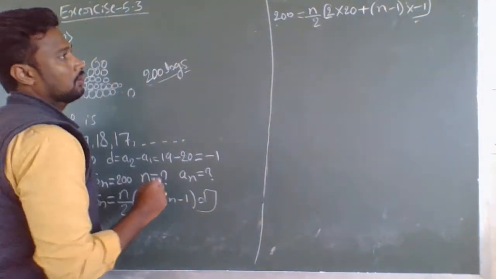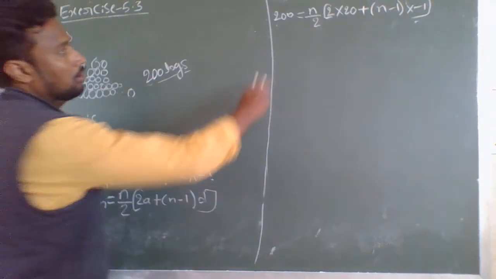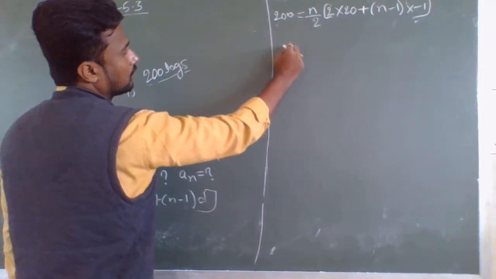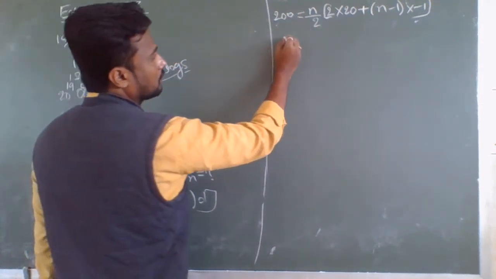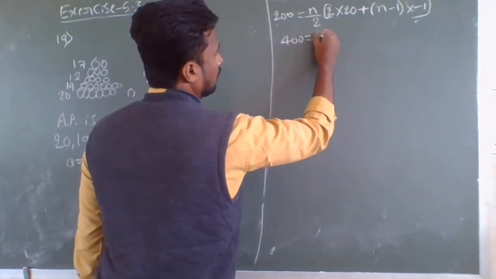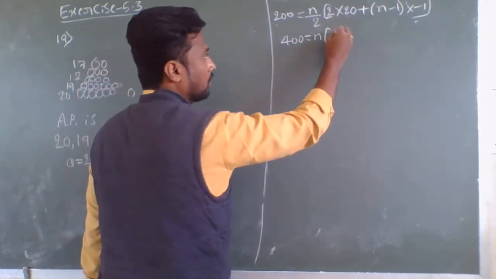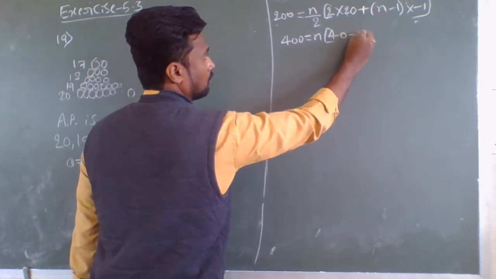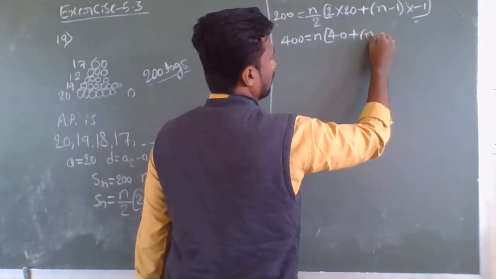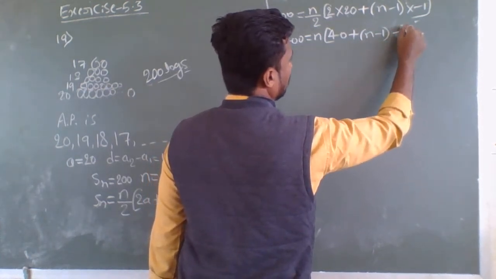So now what can we do? I will move this 2 to the other side. Therefore here it is division. When it goes to the other side, 200 into 2, means 400, is equal to n into bracket 2 into 20, which is 40, plus n minus 1 into minus 1.